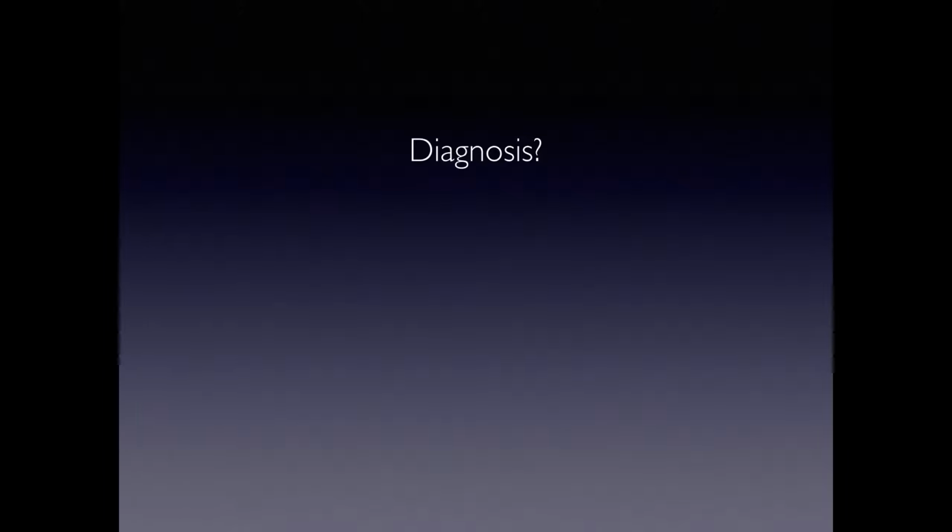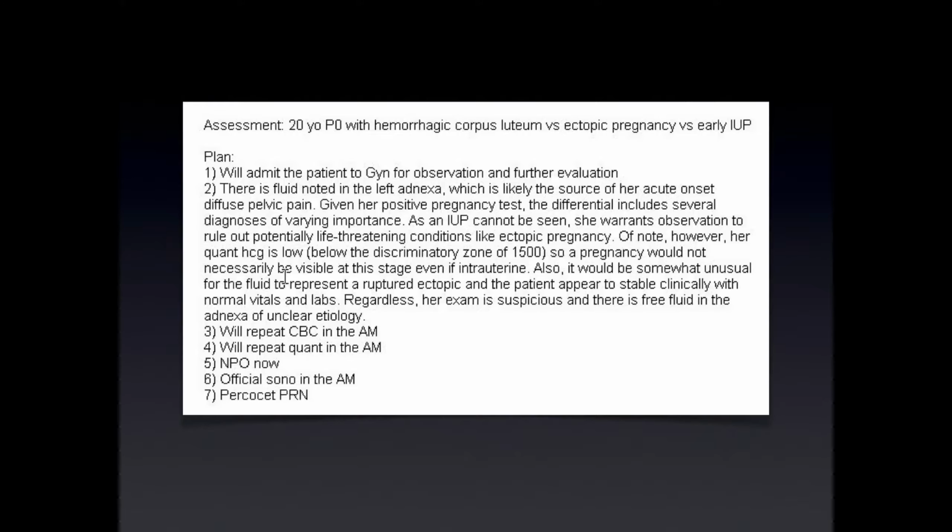So our diagnosis here is no IUP. Once again, the quant is 526. So, below the discriminatory zone, so clearly safe for discharge and followed with OB, right? Of course not. OB was consulted for high suspicion for ectopic pregnancy, secondary to the visualization of large free pelvic fluid with an empty uterus.